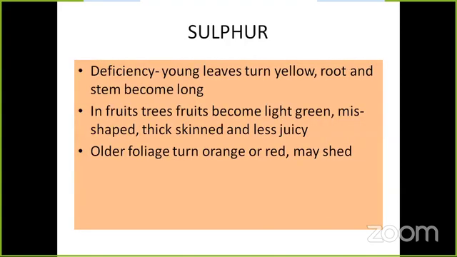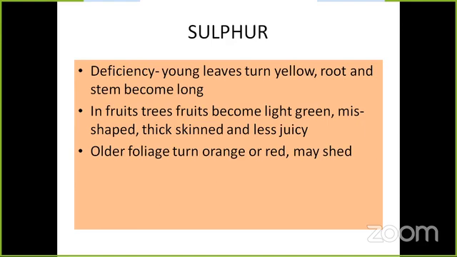What happens if sulfur is deficient? The young leaves turn yellow, not older leaves. Root and stem become long or elongated. Then lodging will happen. So this is an acidic chemical. Unlike calcium, what happens? Root and stem will become long. In case of calcium, an alkaline chemical, the stem will become stronger and will not lodge. Here it is the opposite.